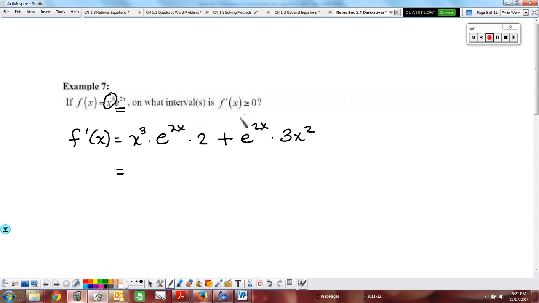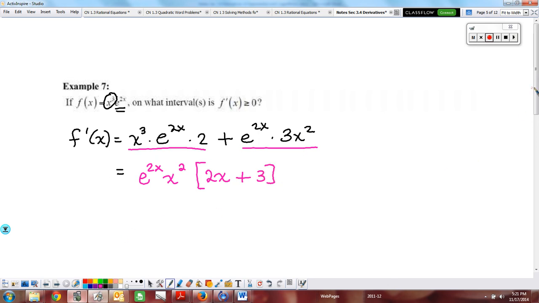Now, because we want to determine when this is greater than or equal to 0, we are going to want to put it in a nicer form, so I am going to factor this time. Here's term 1 and term 2. So what do I have in common? They both have e to the 2x, so we'll pull that out. This has an x to a power, this has an x to a power, the smallest power is 2, so we'll pull out an x squared. Dividing out the x squared, I'm left with an x and a 2, that gets pulled out. Plus, here, I've pulled out the e to the 2x, I've pulled out the x squared, the only thing I have left is 3.